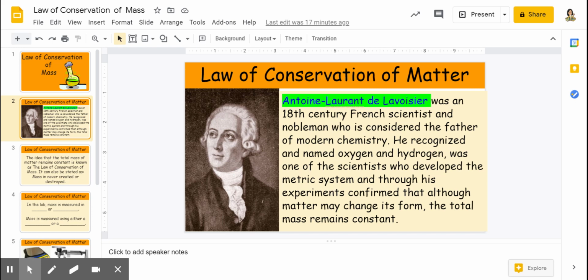A scientist who was recognized as the father of modern chemistry, Antoine Lavoisier, recognized and named oxygen and hydrogen. He also developed the metric system, and through his experiments confirmed that although matter may change its form, the total mass remains constant.